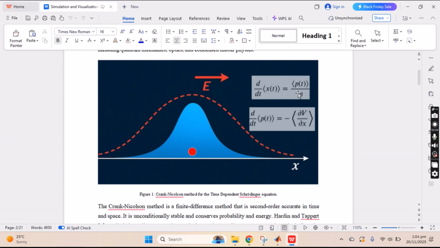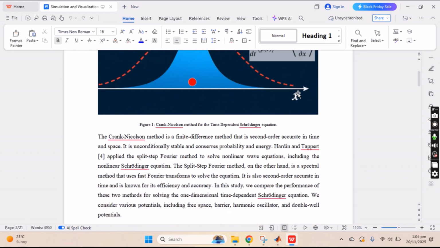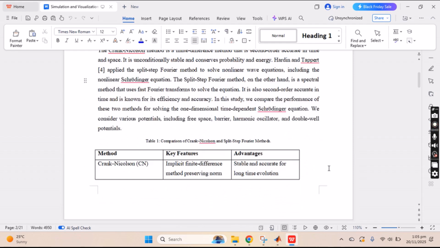We call it the Schrödinger equation. In this, the finite difference method is second-order accurate in time and space, which is unconditionally stable and conserves probability and energy.